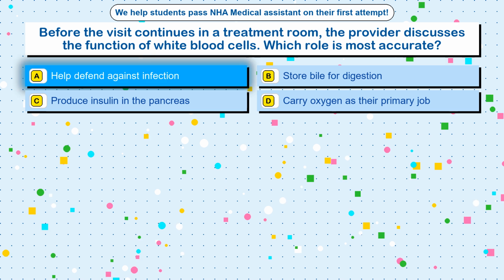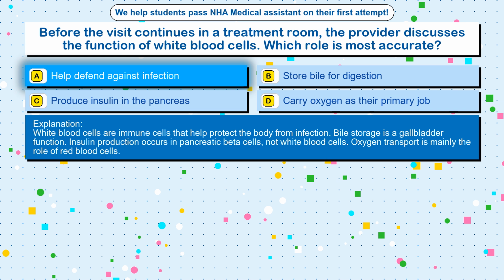The correct answer is option A, help defend against infection. White blood cells are immune cells that help protect the body from infection. Bile storage is a gallbladder function. Insulin production occurs in pancreatic beta cells, not white blood cells. Oxygen transport is mainly the role of red blood cells.